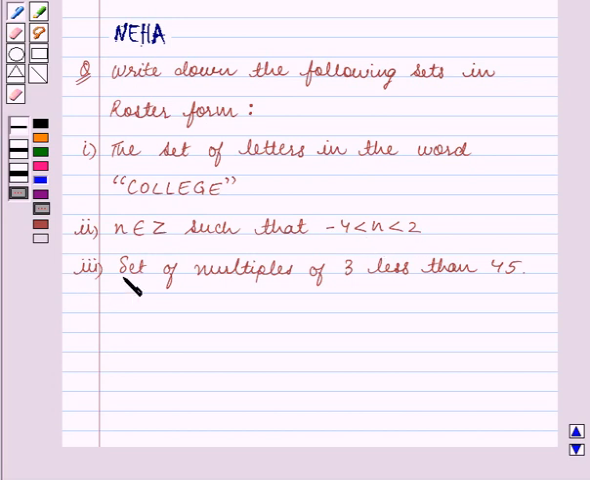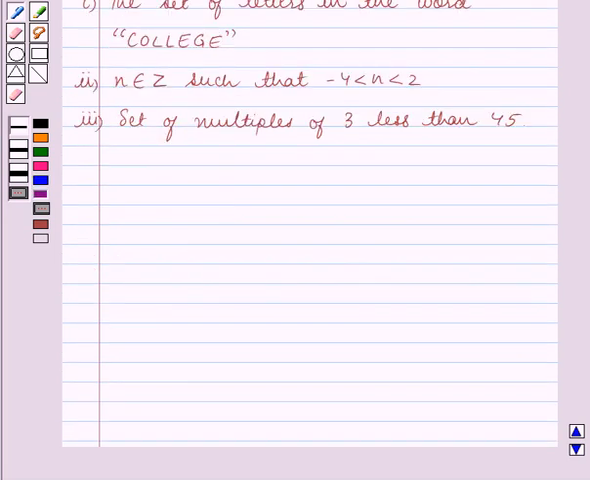Part 3, set of multiples of 3 less than 45. Before we start solving the question, let us first recall what is roster form of a set.